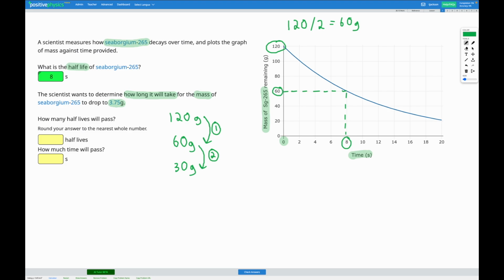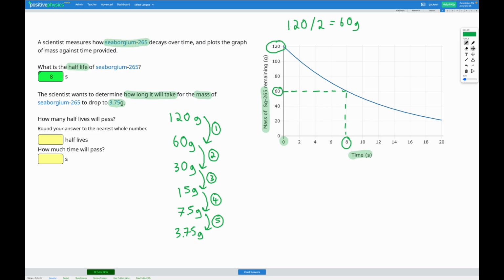Then it's going to halve again from 30 grams divided by 2. That's 15 grams. That's our third half-life. Then it's going to halve again. 15 halves to get 7.5. So we're going to have 7.5 grams after our fourth half-life. 7.5 divided by 2 gets us 3.75. That's after our fifth half-life. So we need to halve 5 times to get to 3.75 grams, which is our goal. So we know it takes 5 half-lives in order for us to get to 3.75 grams.